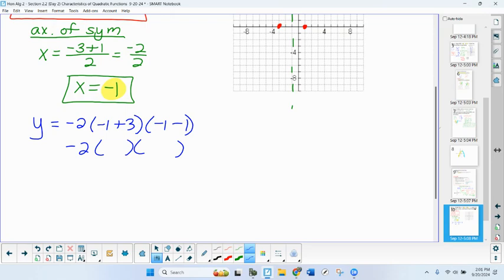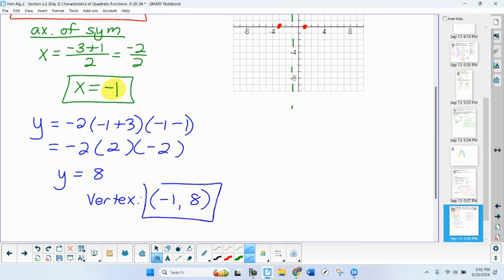What's negative 1 plus 3? 2. What's negative 1 minus 1? What do you get when you multiply negative 2 times 2 times negative 2? Not negative 8. Positive 8. Negative times a negative is a positive. So that means my vertex is at what? Negative 1, 8. So have I answered all the questions? The x-intercepts, the vertex, axis of symmetry.